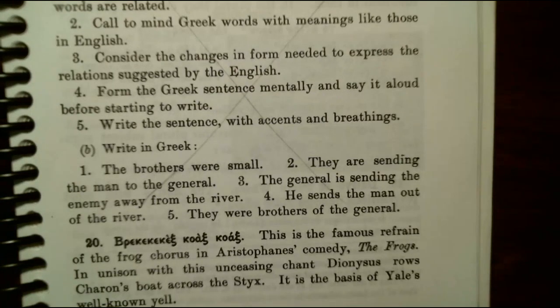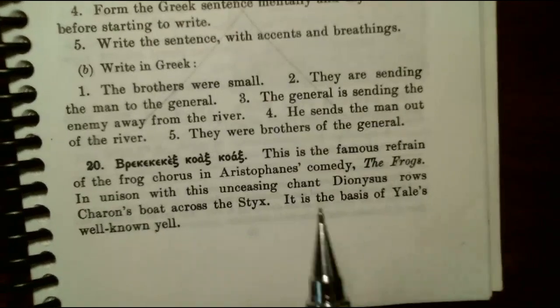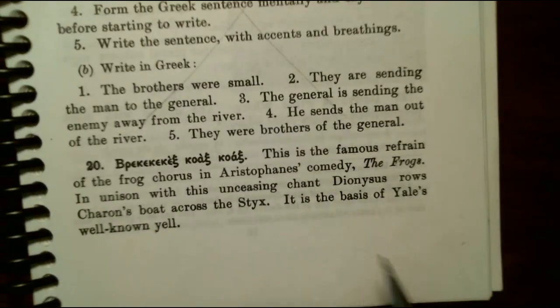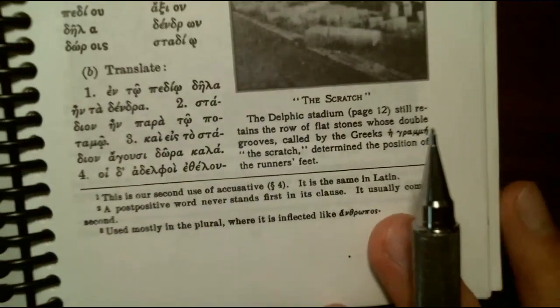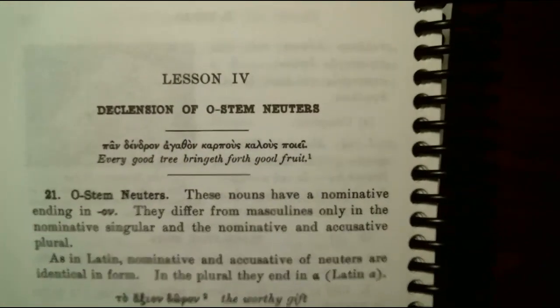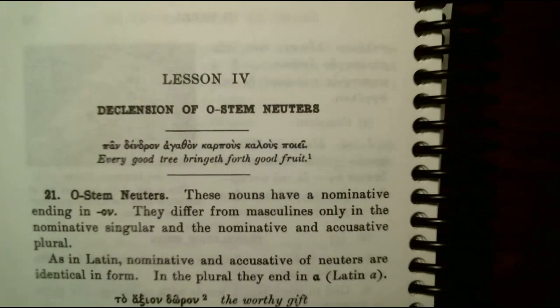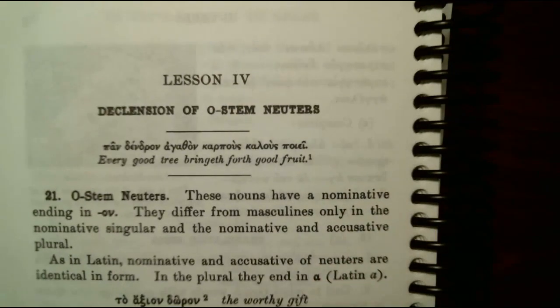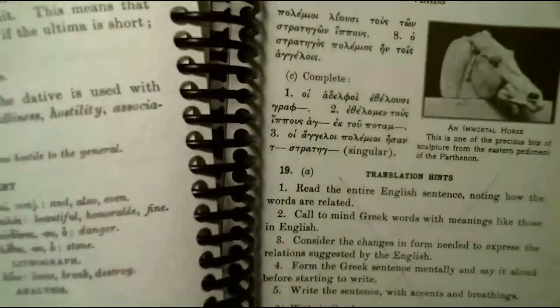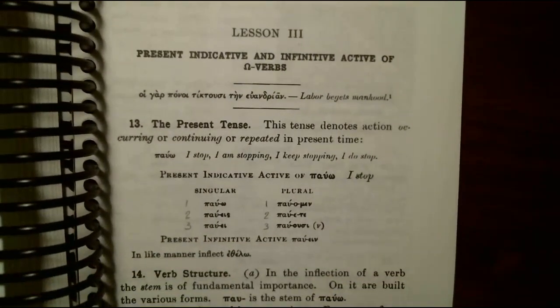Okay, and then they give you a little bit of history here. You can read through that if you'd like. And then next week, we will be on, for us, lesson 6, but chapter 4. Okay, for next week. All right. This week was lesson 5 and chapter 3, with present indicative active of the omega verbs.